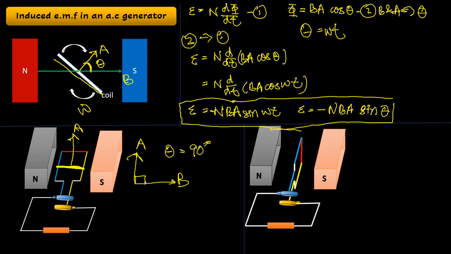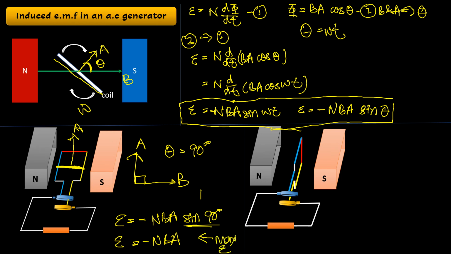So the induced EMF in this generator, with the plane of your coil in this position, will be equal to negative NBA sine 90 degrees. You notice that sine 90 degrees is actually equal to 1, so your EMF will be equal to negative NBA. So this shows you the maximum EMF. It means that when you are in this position, your A and B are at 90 degrees, so your induced EMF will be the maximum EMF.